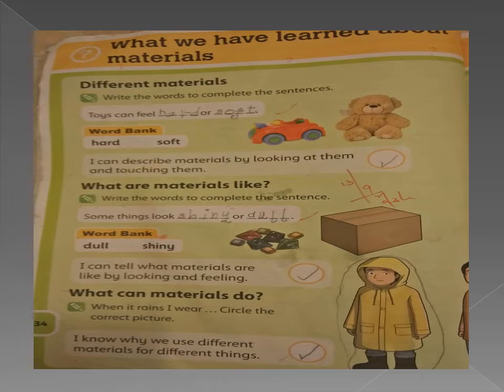So different materials have different properties. Shiny is also a property. Dull is another property of any material. S-H-I-N-Y, shiny. Write shiny in the first blank, and dull, D-U-L-L, dull, in the other blank.